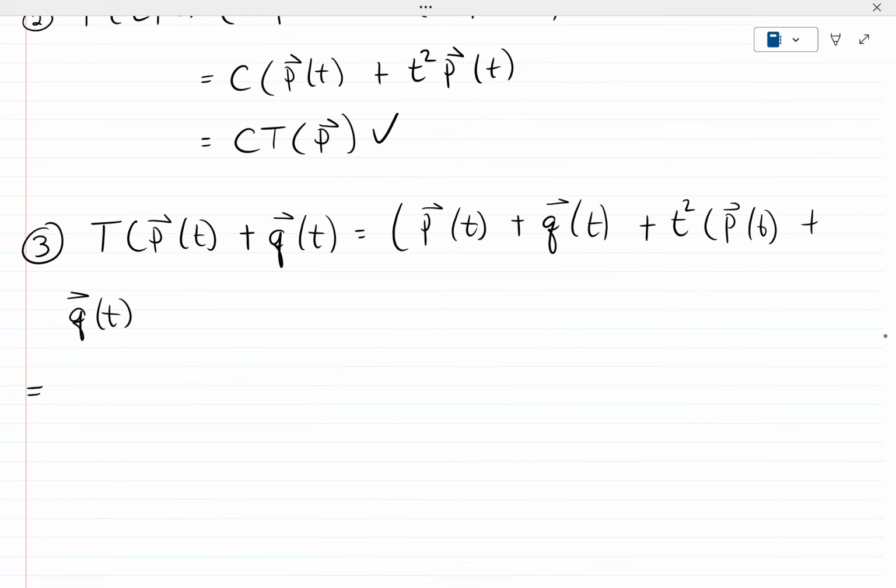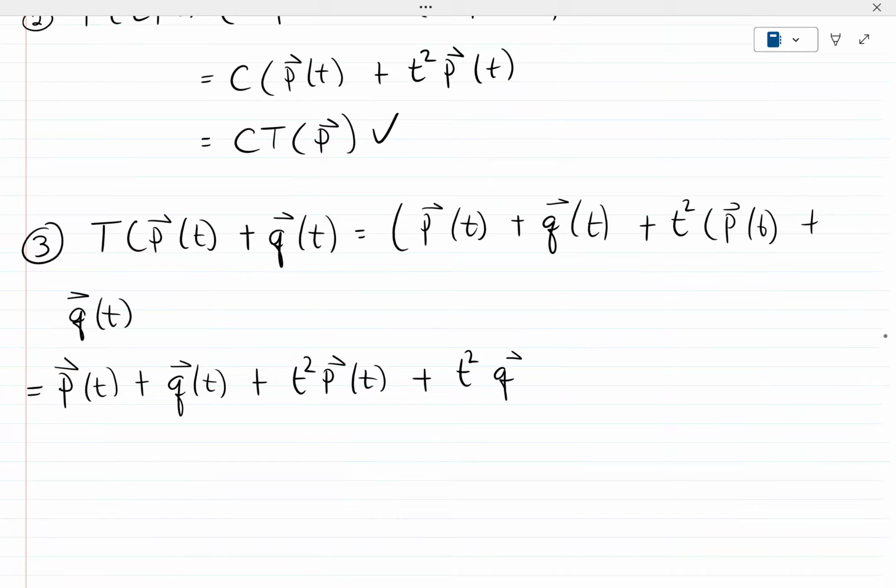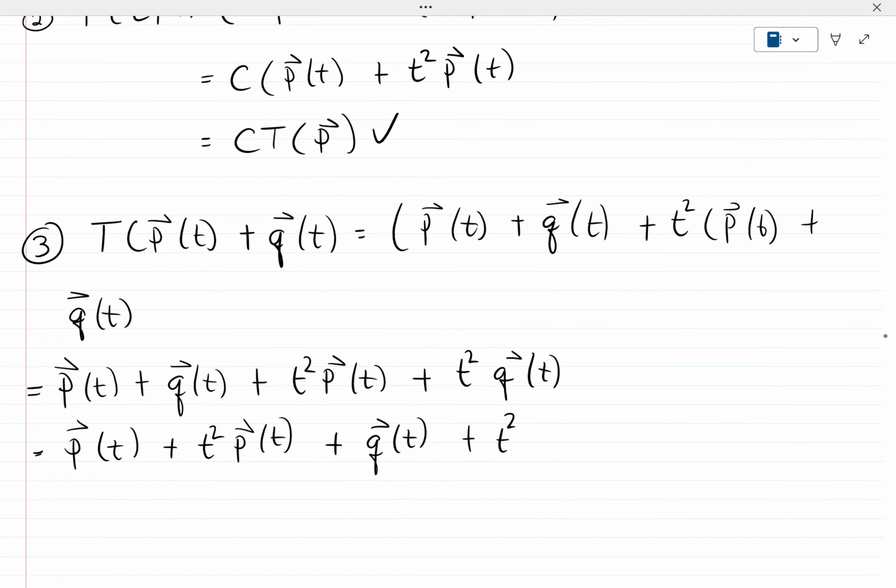And then that's going to be equal to vector P of T plus vector Q of T plus T squared P of T plus T squared Q of T. And then that's going to equal P of T plus T squared P of T plus Q of T plus T squared vector Q of T.